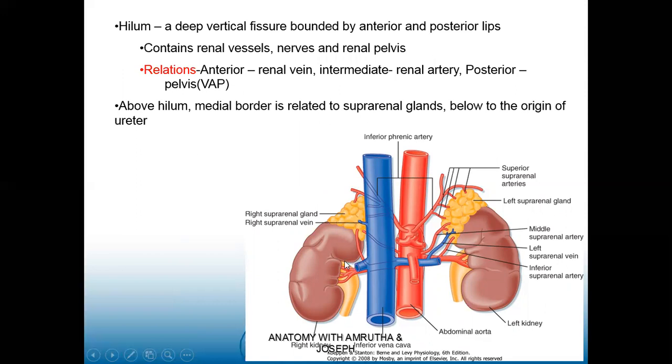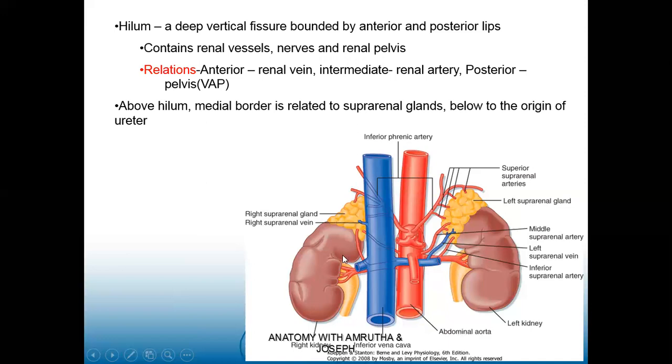As I described before, the hilum is an area that is located in this aspect. It has a vertical fissure which is bounded by anterior and posterior lips, which contains structures like the renal vein, renal artery, and the pelvis. Not only that, there are nerves which are entering the kidney, as well as other structures like lymphatics.